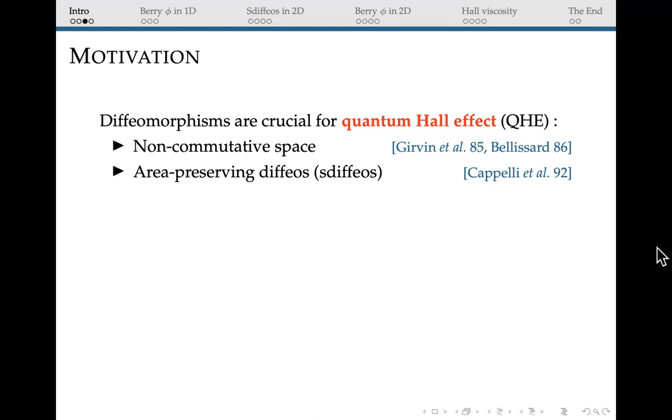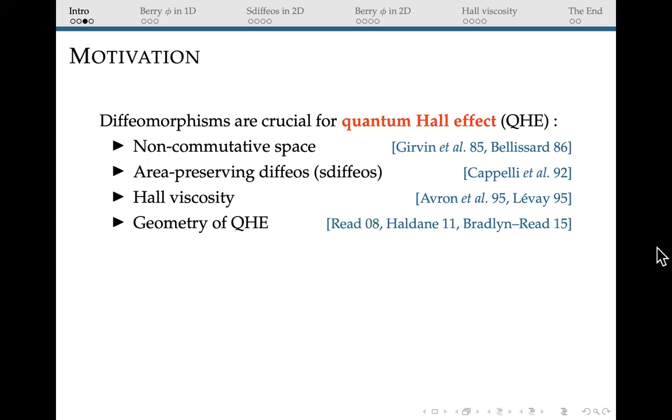And in that context, a really notable example of the action of SDiffeos on the quantum Hall effect is known as Hall viscosity. I'm going to return to this very soon, but perhaps more broadly, the entire approach of today's talk fits in one general line of research known as the geometry of the quantum Hall effect, whose purpose is quite generally to study responses of quantum Hall samples to various geometric perturbations, be they perturbations of the metric or the potential, or really deformations of the sample.